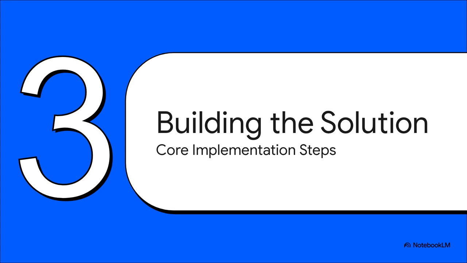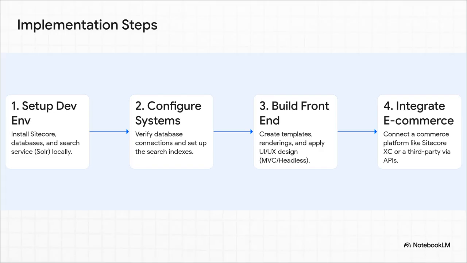All right, map in hand, it is finally time to start building. Let's break this down into 4 major steps. The build really follows a pretty logical path. You start with the foundation, getting the development environment set up for your team. From there, you configure the core systems, like your databases and search. Then comes the fun part, building out the front-end experience that your users will actually see and interact with. And finally, you plug in any specialized tools you might need, like an e-commerce platform.